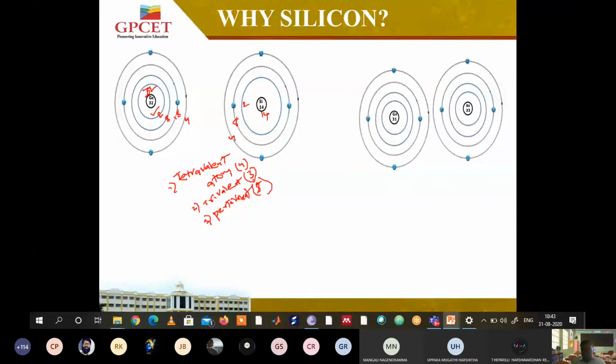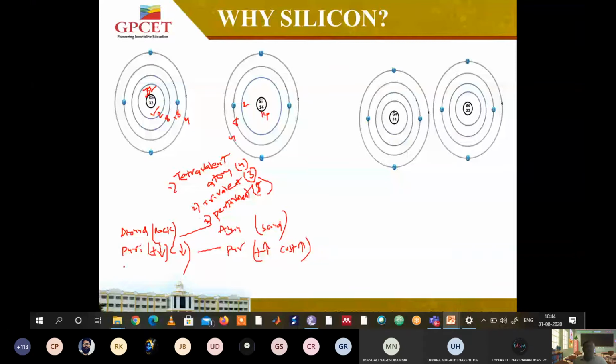I told you the differences between germanium and silicon. Germanium is abundantly available on the Earth's surface. Silicon is also abundantly available on the Earth's surface, in the form of sand, and in rocks and so on. Here for silicon, the purification process takes less time and is less costly. But whereas for germanium, the purification process takes more time and its cost is more. Cost is more and time is also more, whereas here time is less and cost is also very less.